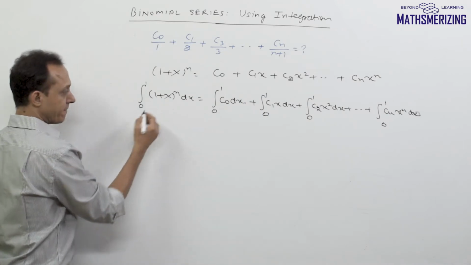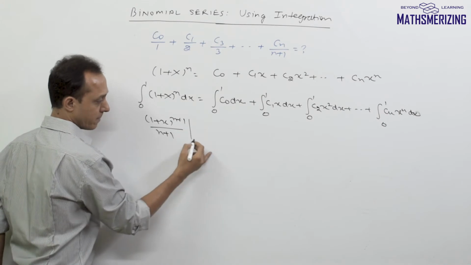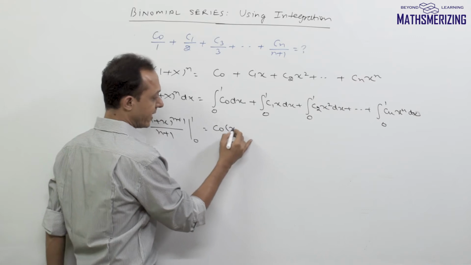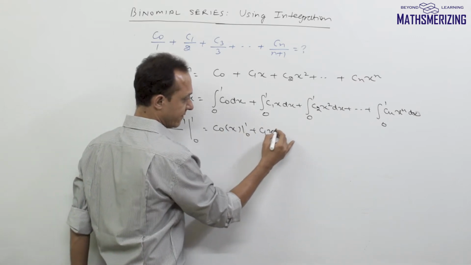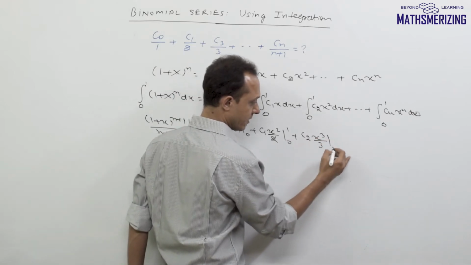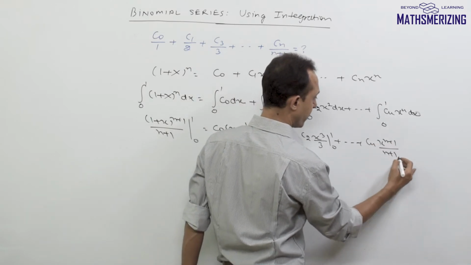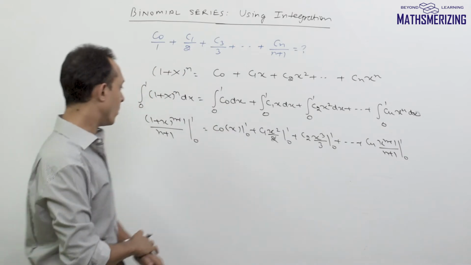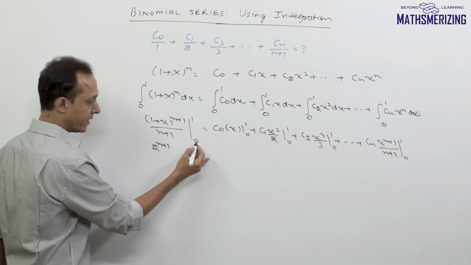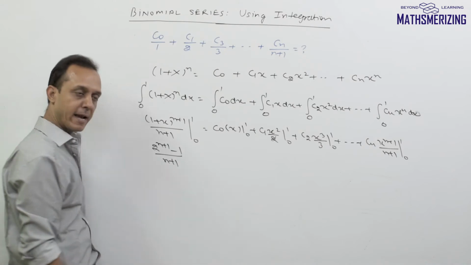So if I integrate the left hand side, I'll get (1 plus x) to the power n plus 1 upon n plus 1, from 0 to 1. On the right, it'll be c0x from 0 to 1, c1x square upon 2, 0 to 1, c2x cube upon 3, 0 to 1, and then cn x to the power n plus 1 upon n plus 1 from 0 to 1. If I put the upper limit, I'll get 2 to the power n plus 1, and if I put the lower limit, I'll get 1. So it'll be 2 to the power n plus 1 minus 1 upon n plus 1.